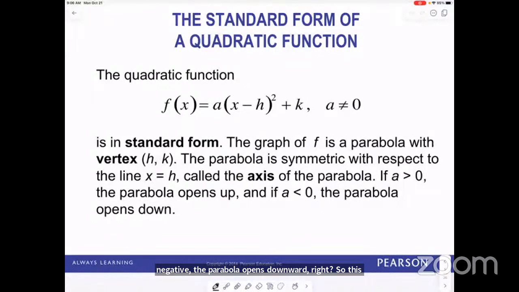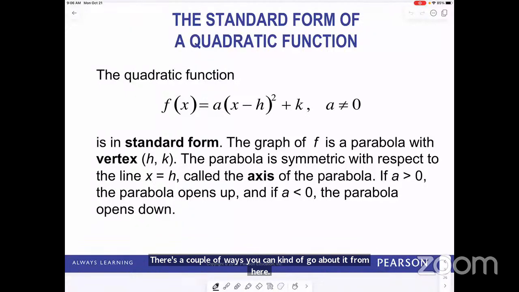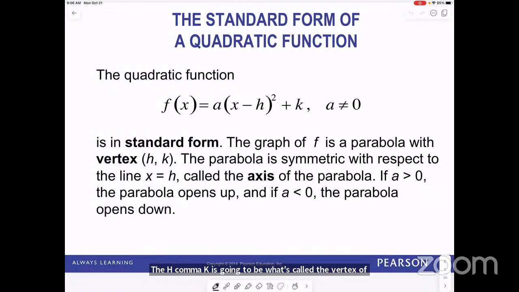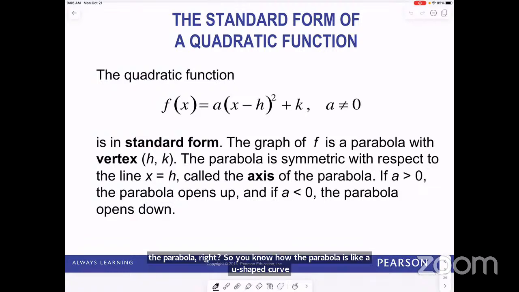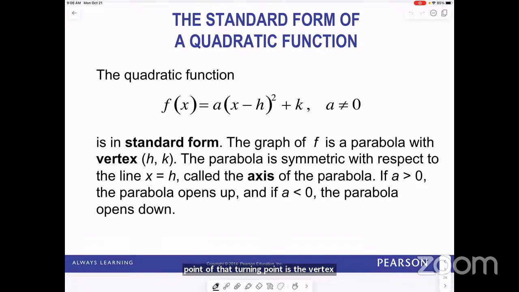I feel like this is the easiest way to graph a quadratic. There's a couple of ways you can go about it from here. The (h, k) is what's called the vertex of the parabola, right? You know how the parabola is a U-shaped curve. That turning point is the vertex. If our a, our leading coefficient, is positive, that means the parabola opens upward. If a is negative, the parabola opens downward.